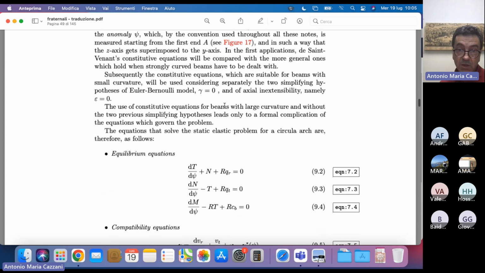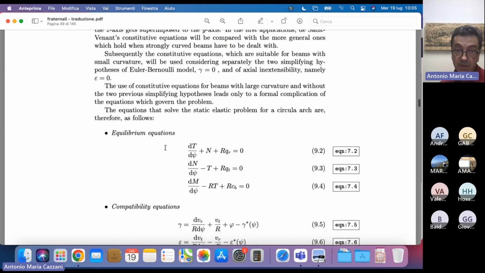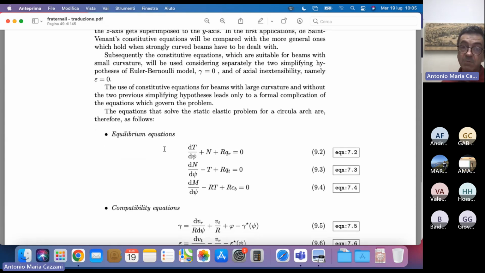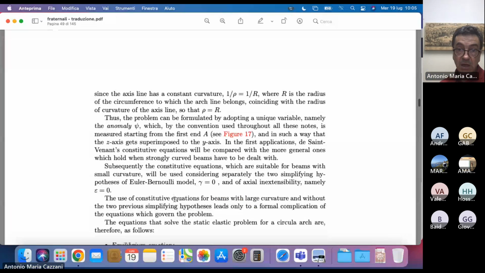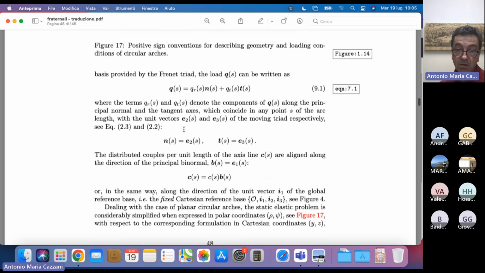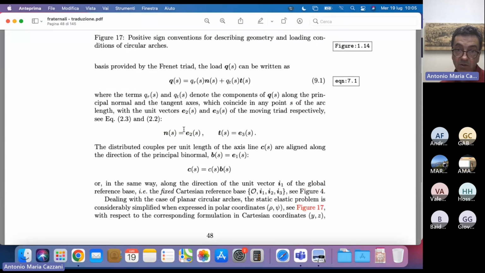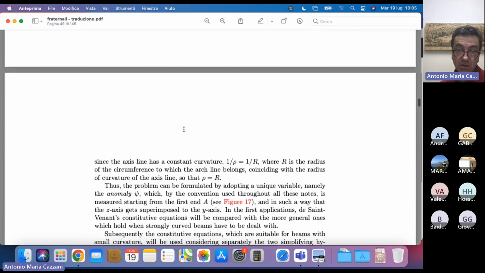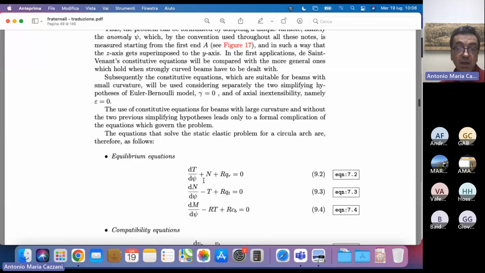With this simplification, we can formulate the governing equation for this particular problem by observing that since the arc of arc length s can be usually represented by the product of the radius r by the angle, theta, psi, sorry, we can write down that the derivative of everything with respect to the arc length can be simply written as 1 over r d psi.